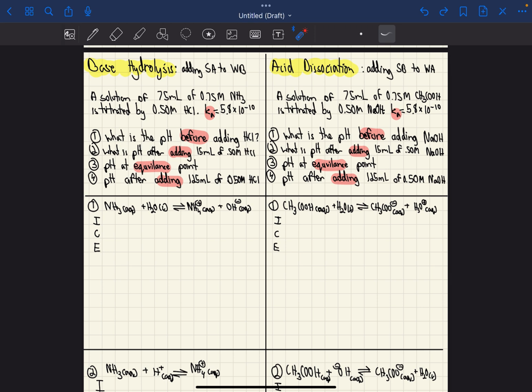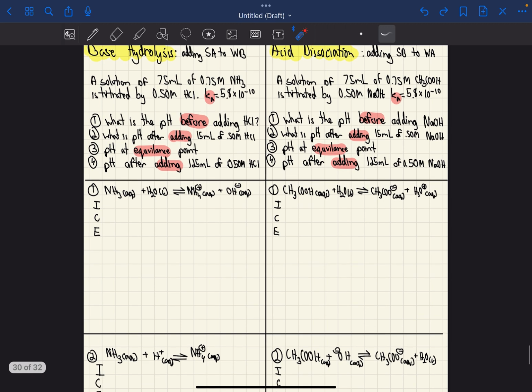Obviously I highlighted the Ka because you have to know the distinction between Ka and Kb and where you use both of them, and you'll see as I do the problem that it's going to be there. If you look at this problem, number one asks, what is the pH before adding HCl? What that means is you ignore everything after the first part of the sentence, and the only thing you really have in the solution is your NH3 in water, because it's an aqueous solution.